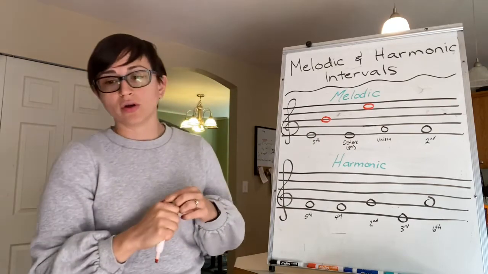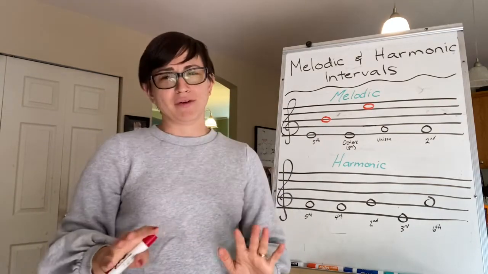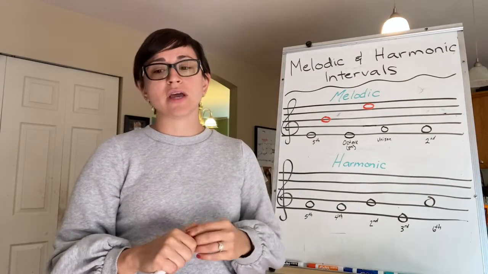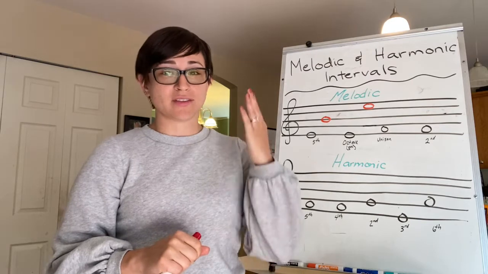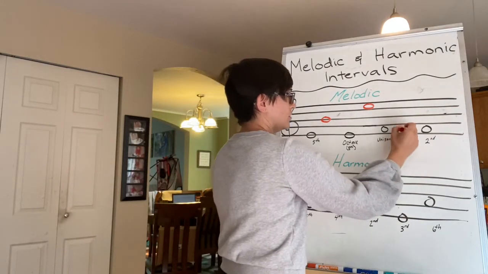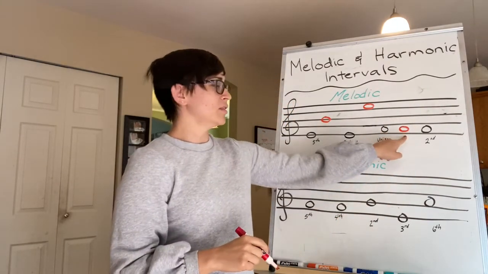Unison, which could also be called a one, very, very rarely. Okay, that's not common. It'd be called a unison. That's two notes that are the same. They're the same note name and the same pitch. So they would be right next to each other. One note, then the next.